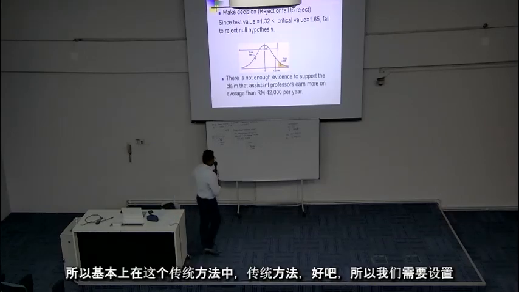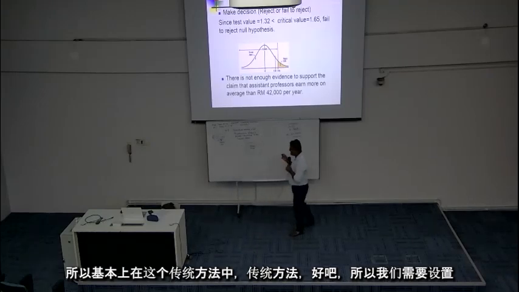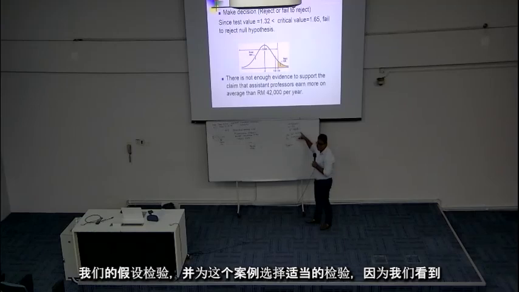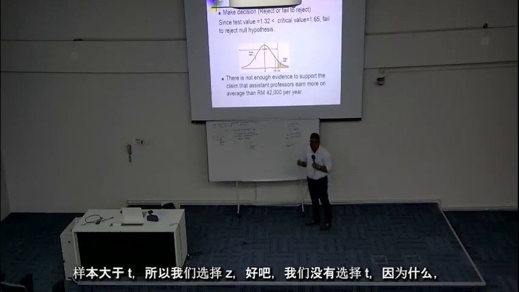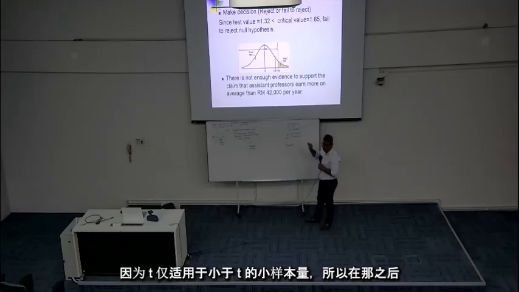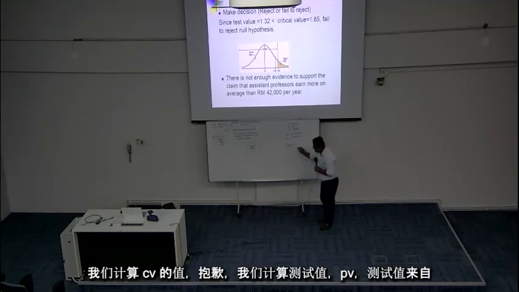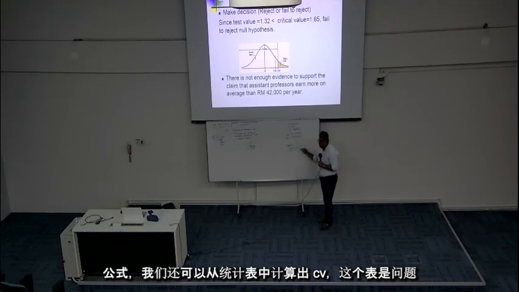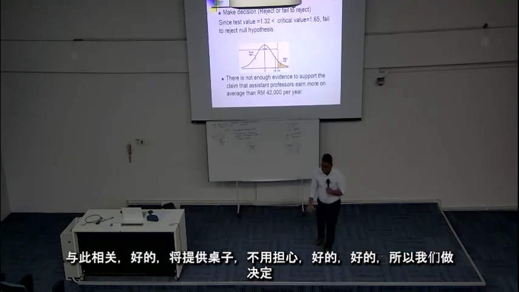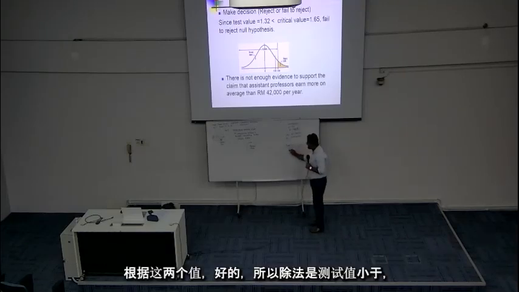So basically in this traditional method, we need to set our hypothesis testing and choose the appropriate test. For this case, because the sample is 30 or more, we select Z. We didn't select T because T is only for small sample sizes. After that we calculate the test value, TV, from the formula, and we also get the CV from the statistical table. If the question is related to this, the table will be provided. No worries.